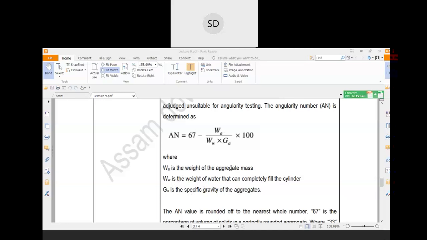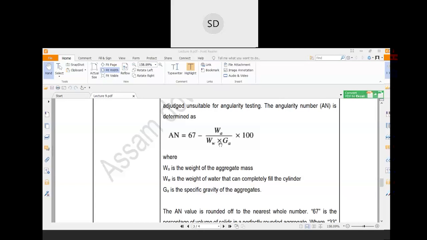Okay, now why is water filled up? Water is filled up to fill all the voids of the aggregate, so that you have an idea of how much water is required to fill all the voids. And in this way, you will get an idea about the angularity number of the aggregate.